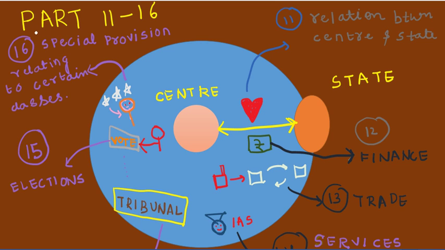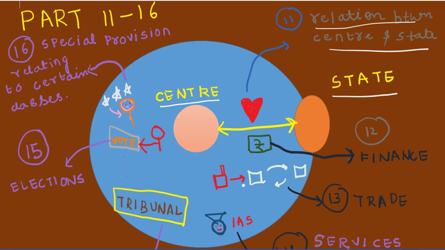Now we are dealing with part 11 to 16. Again, let's draw the center and state. Now let's draw an arrow mark, and I've written heart here just to animate things and indicate the relation between center and state, which is part 11. Now I've drawn rupee to indicate the finance, which is part 12.